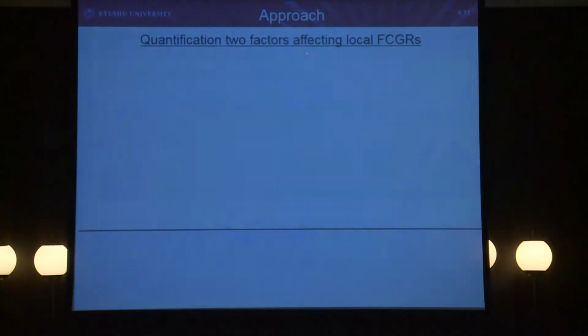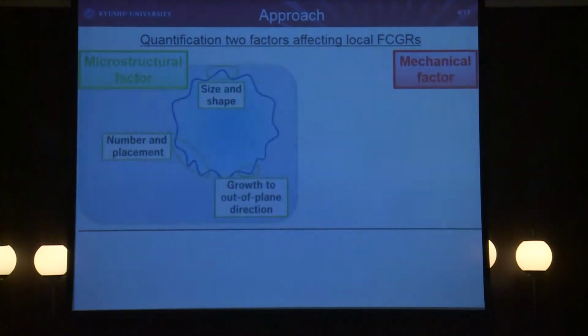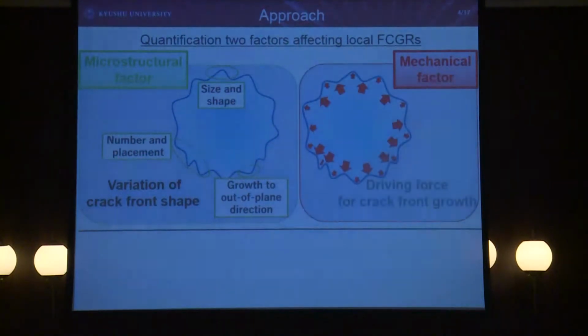And next, here is the approach slide. We want to quantify two factors affecting local FCGRs: microstructural factor and mechanical factor. In each crack, for local crack, size, shape, number, placement, and close to out of frame direction are different. So, microstructural factor dominates variation of crack front shape, and mechanical factor is driving force for crack front growth.